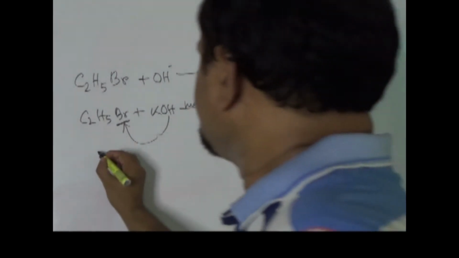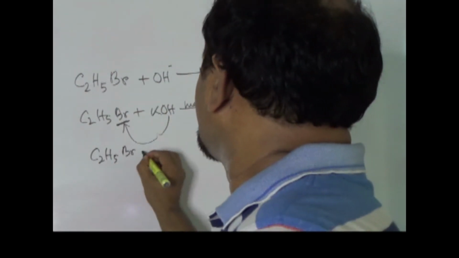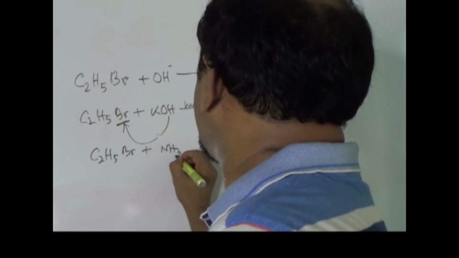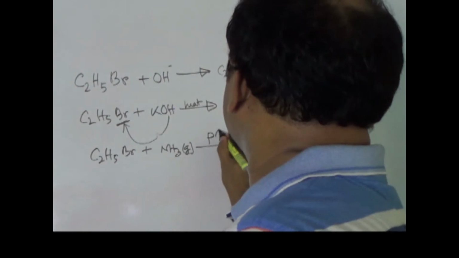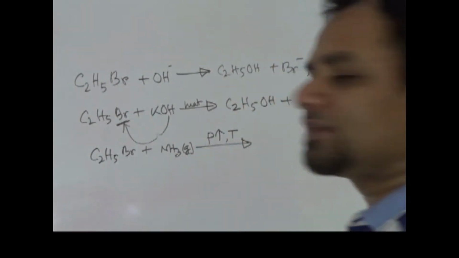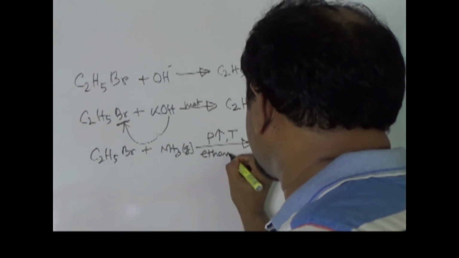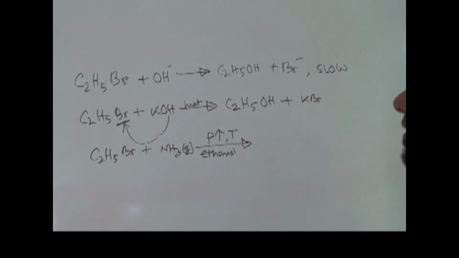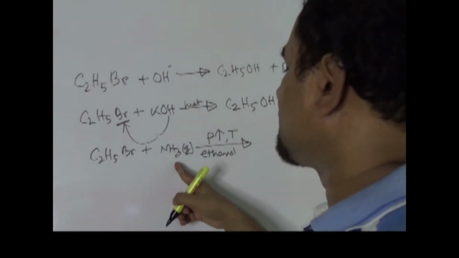Now another reaction, C2H5Br, the same halogenoalkane we are using, plus NH3 gas. In this reaction, high pressure is needed, temperature is needed. Also ethanol can be the solvent. Ethanol is the solvent because otherwise if we use water as the solvent, the ammonia will be dissolved.